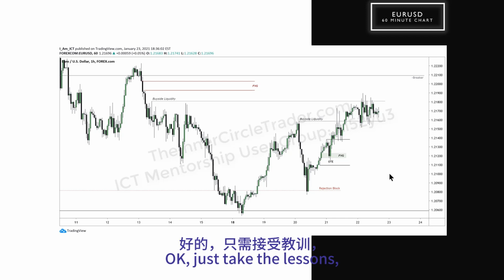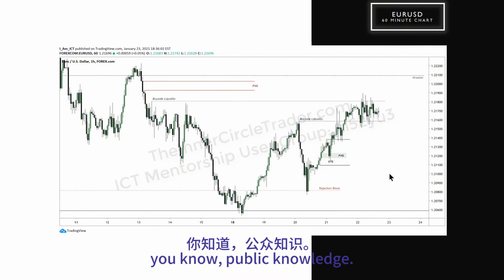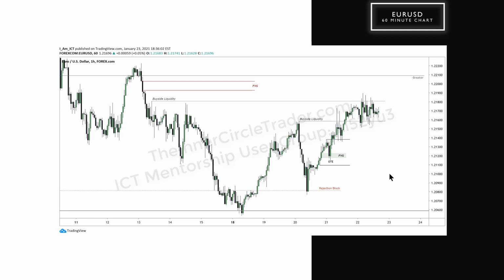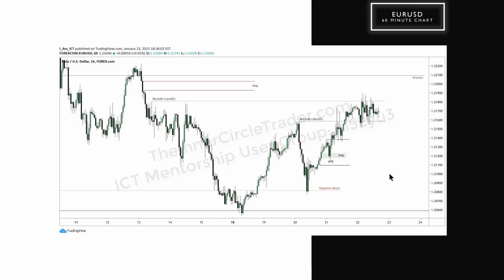Just take the lessons, absorb them, and try not to think, well, I'm going to sell it for this over here, or I'm going to share it with this person because I feel like I'm a nice person and it should be public knowledge. No, it should not be public knowledge. I've had this for a long, long time, and I did not want to teach it for a long time.